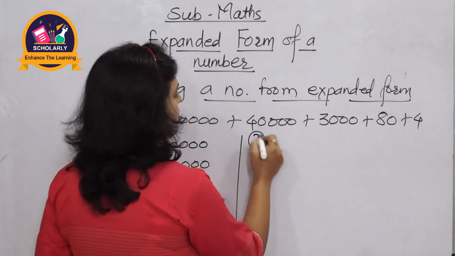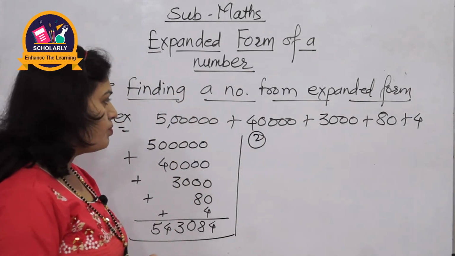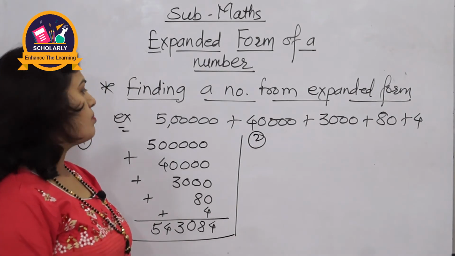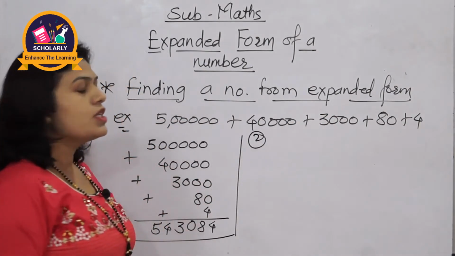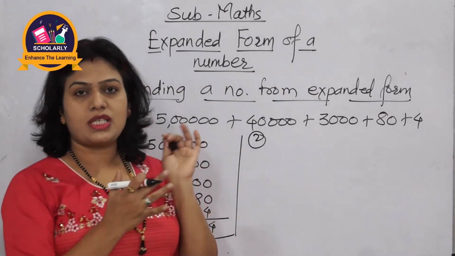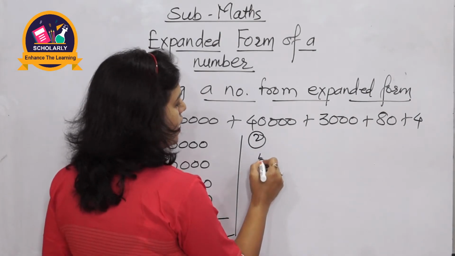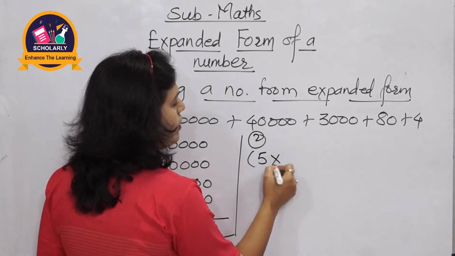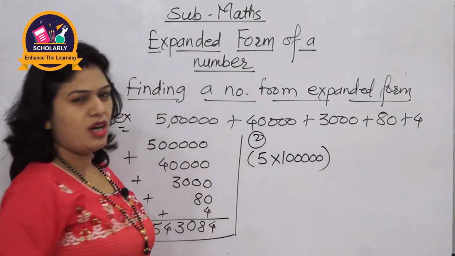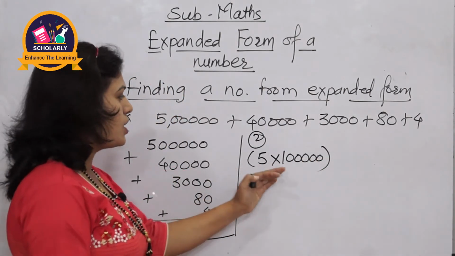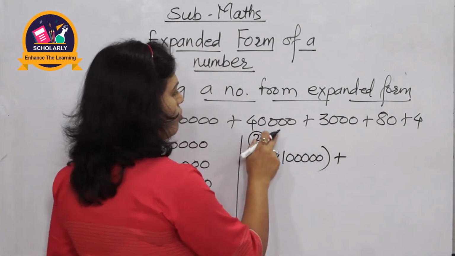Again, there is another method of finding the number from this expanded form. The method is also very simple. You have written or you have seen this expanded form. Just pick out the places from them. Like this 5 lakhs, I can write 5 lakhs like 5 into 1 lakh. The value is same, just another form, 5 into 1 lakh plus 40,000.